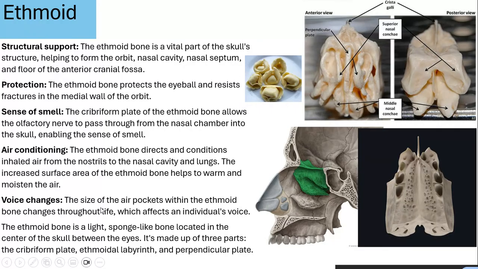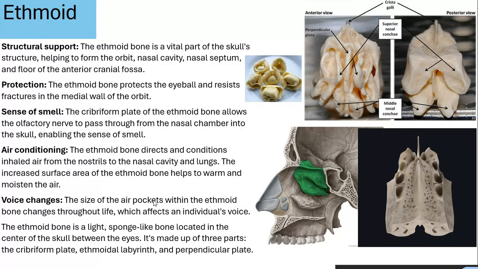So the size changes. I'm not sure if you remember one of the scenes in the movie Jurassic Park, I believe 1 or 2, where they found a little bone from inside of the dinosaur and used it to create the voice of the dinosaur, and they did it very perfectly. So what they were doing was picking up one of the bones inside. There's a very good chance it would have been the ethmoid bone. Right? The size of the air pockets within the ethmoid bone changes throughout life, which affects an individual's voice.